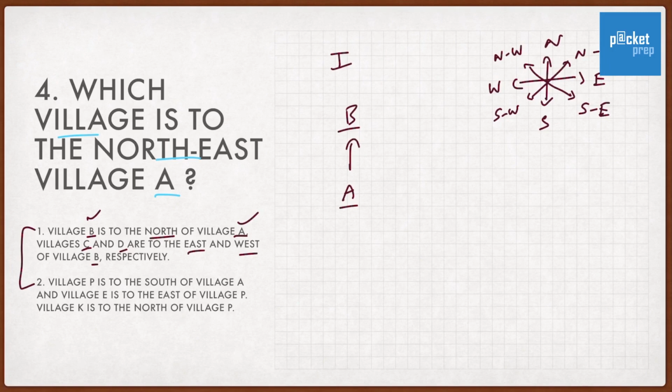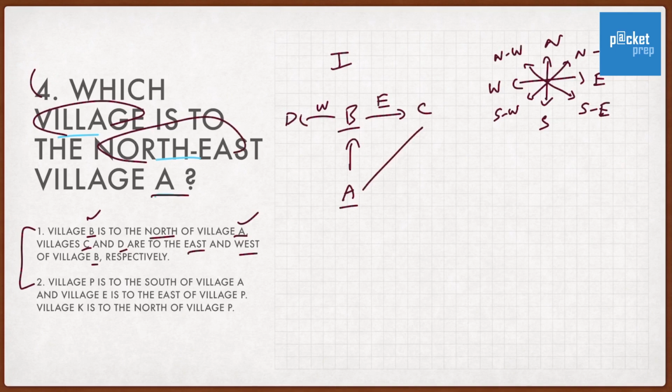So village B is to the north of village A in the north direction, and villages C and D are to the east and west of village B. So towards the east it is village C, and towards the west it is village D. Now according to the question, which village is to the northeast of village A? So northeast in this direction, and the village which lies to the northeast of village A is none other than C. Therefore, statement 1 alone is sufficient to answer the given question.